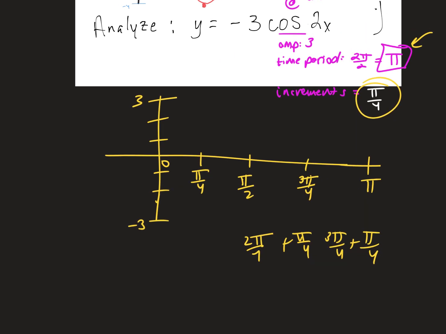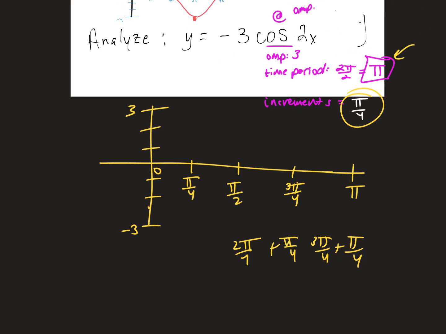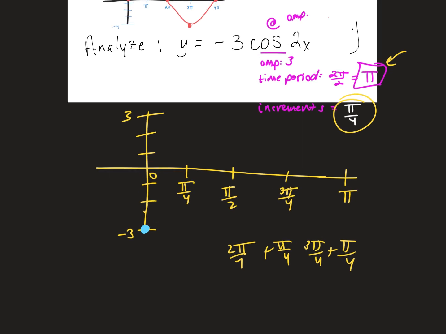And then this, now it's easy. Where do I start? I start down here at the negative 3. Good, because your amplitude is negative 3. That's where you start, at the negative 3. And then I go up to the x-axis, and then I'm here. And then I come back to the x-axis, and then I'm here. And then we just connect.